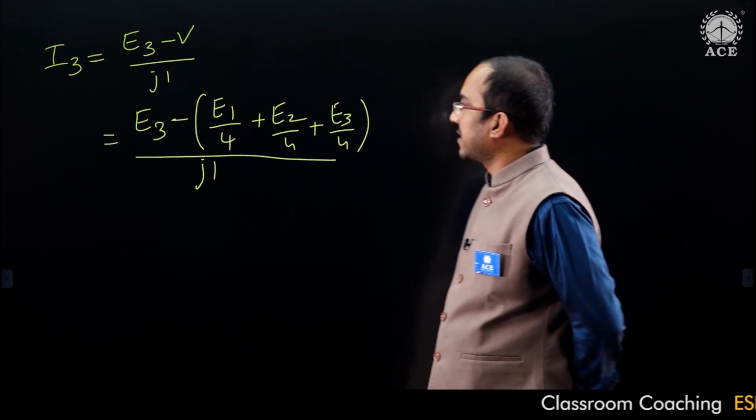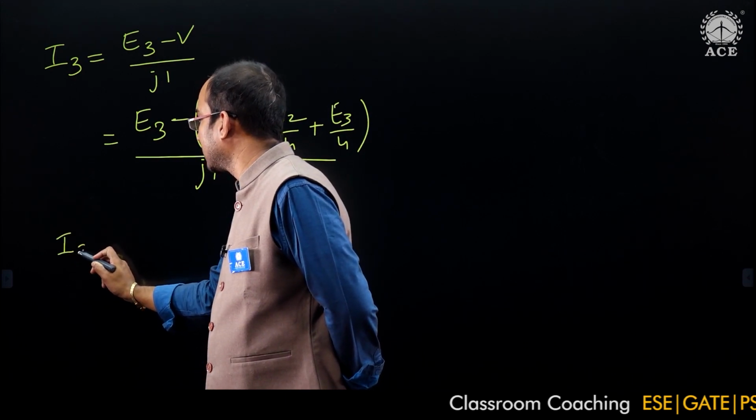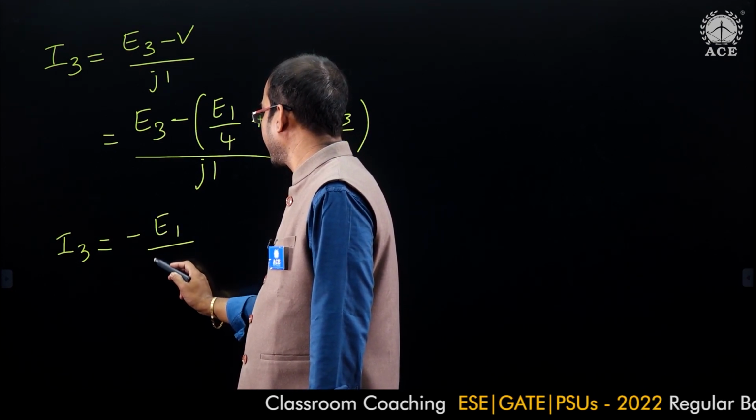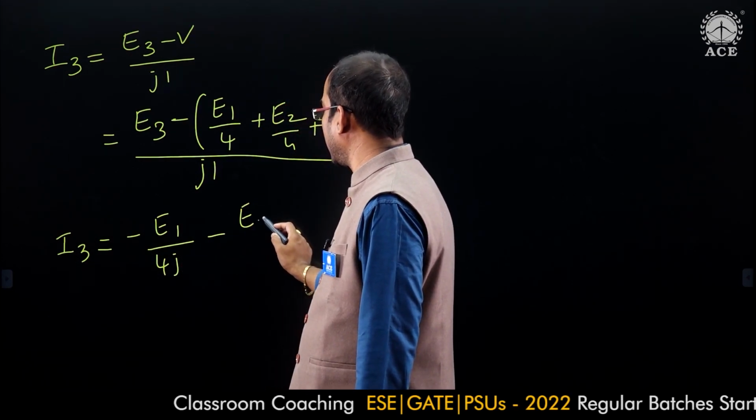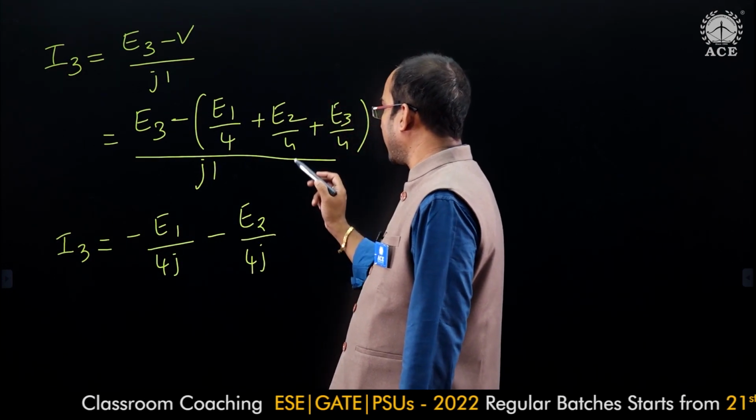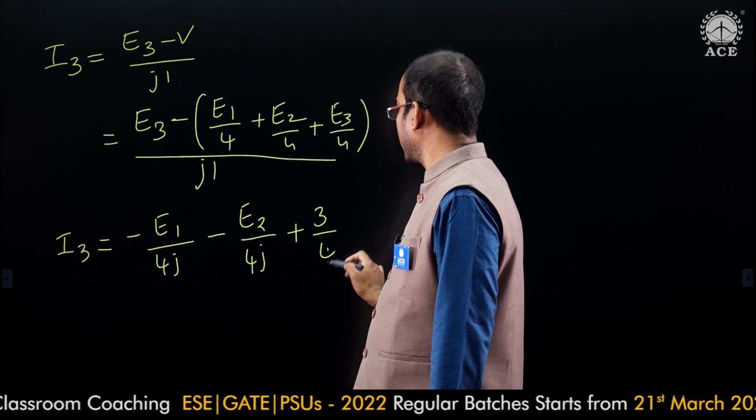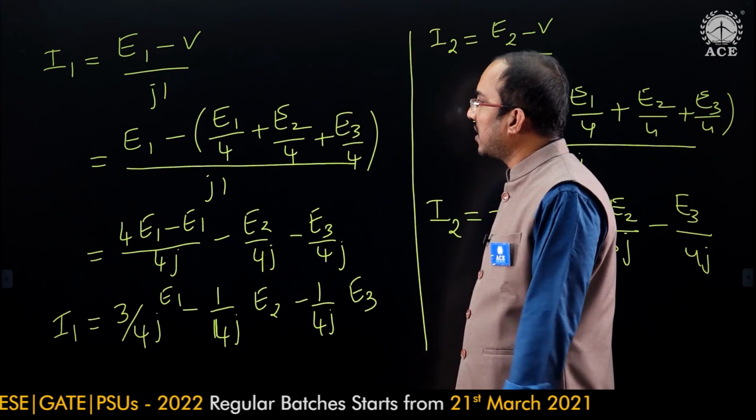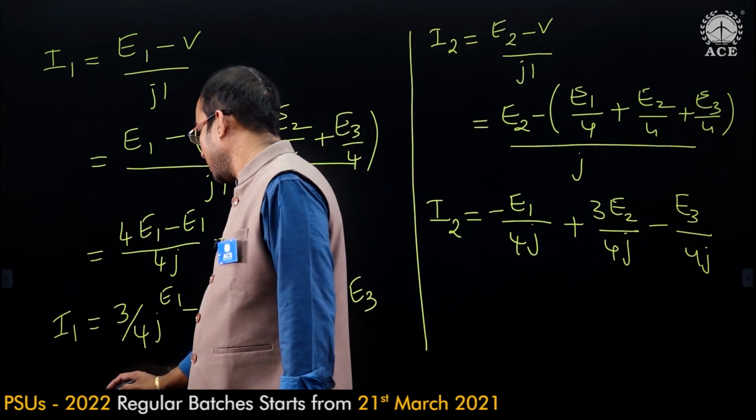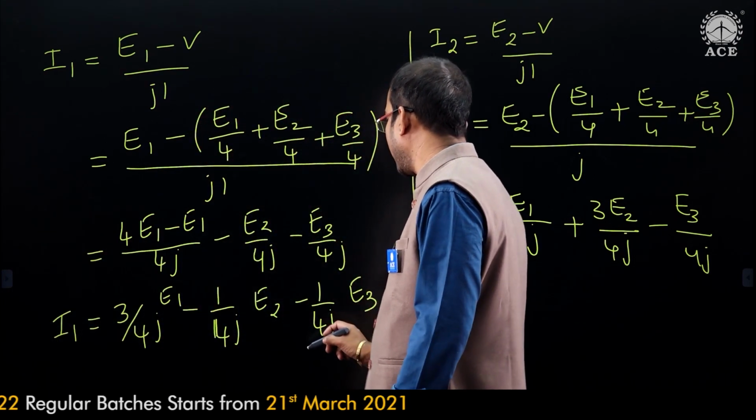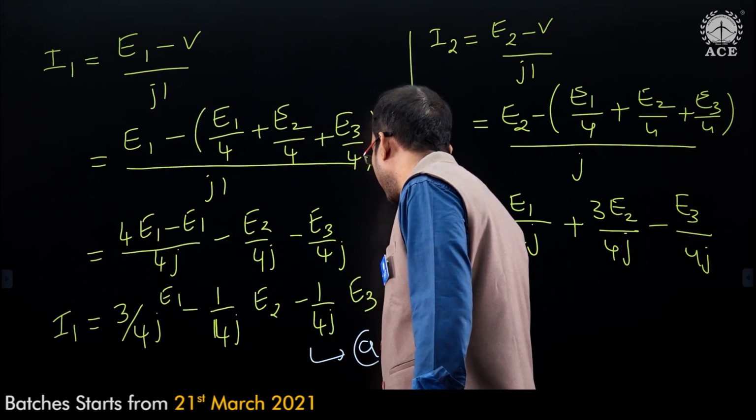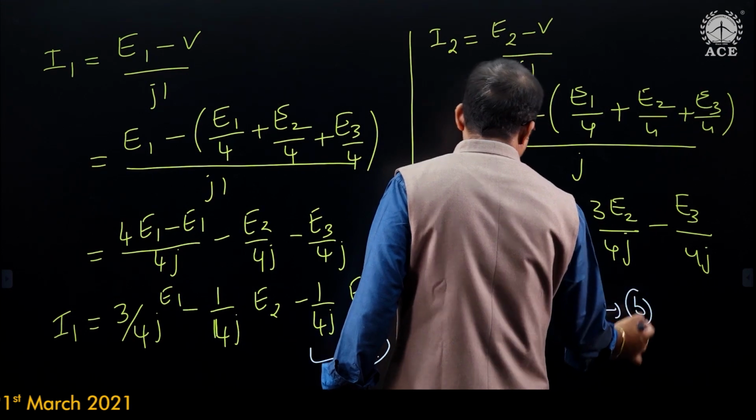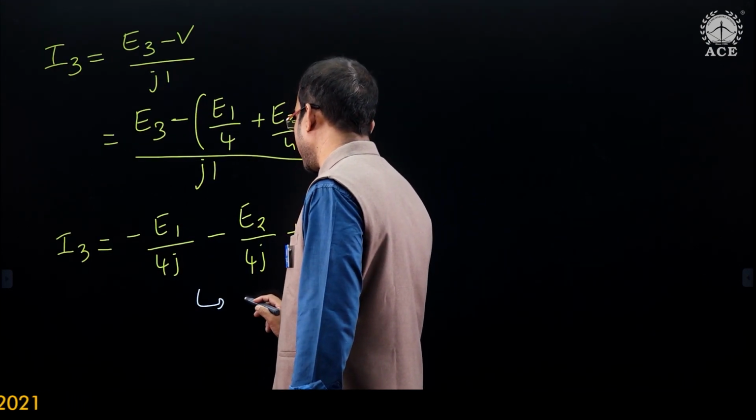So, if you simplify this, what do you get? I3 can be written as minus E1 by 4j, minus E2 by 4j, plus 3 by 4j into E3. So, if you observe here, we got the equation for I1, let it be equation A, and the equation for I2, let it be equation B, and we got the equation for I3, let it be equation C.